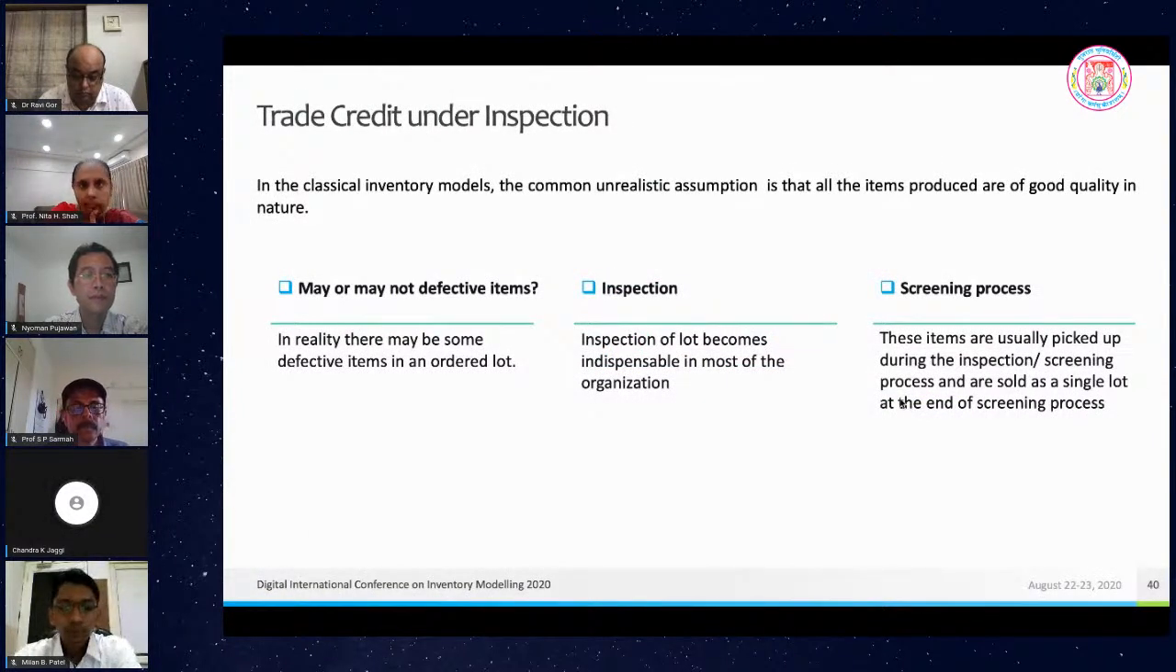Now, in the classical inventory model, the common unrealistic assumption is that the items produced are of good quality. We take it for granted that whatever item is being produced is of good quality, but in reality there may be some defective items in the ordered lot. Inspection of the lot becomes indispensable in most organizations. Practically, it is impractical if we do not do the inspection. The screening process: these defective items are usually picked up during inspection, and are sold as a single lot at the end of the screening process.